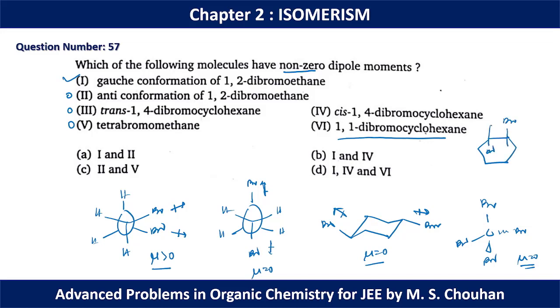Bromine, bromine. So again these two dipole moments will cancel each other, so it will become a zero dipole moment. Cis 1,4 dibromocyclohexane. This is a cis form. In the cis form we have two bromines present on the same side, so there is no cancellation of the net dipole moment, and it will give a non-zero dipole moment. So molecule 1 and molecule 4, these two molecules will give non-zero dipole moment. So for question number 57, option B should be the correct option.